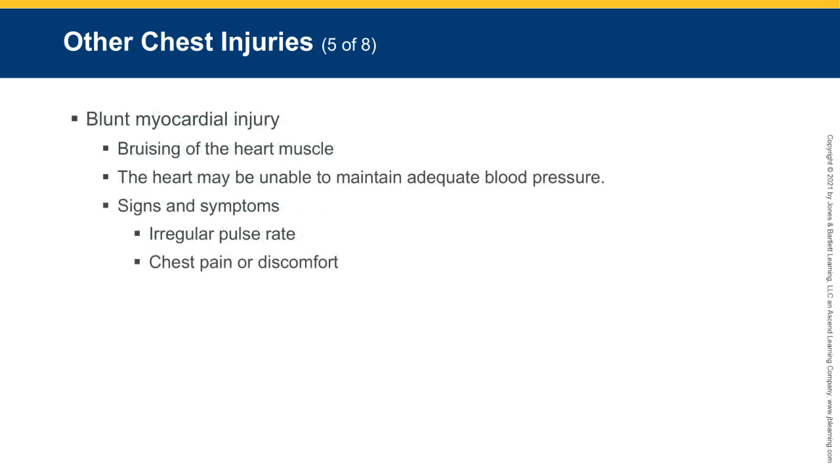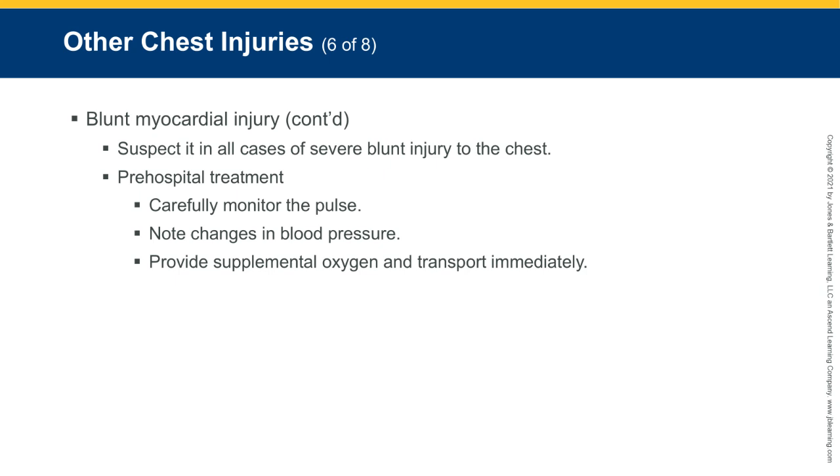Blunt myocardial injury occurs when the heart muscle is bruised, potentially leading to arrhythmias and reduced cardiac output. Signs include chest pain and an irregular pulse. This injury should be suspected in all cases of severe blunt chest trauma. Treatment includes monitoring for arrhythmias, administering oxygen, and immediate transport to a medical facility.